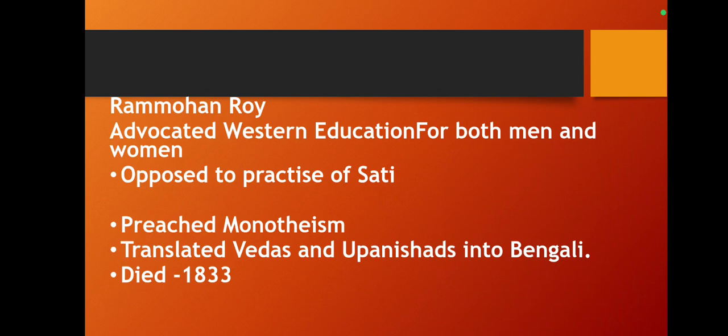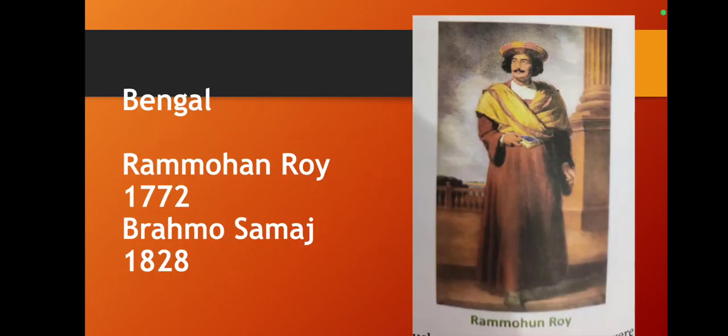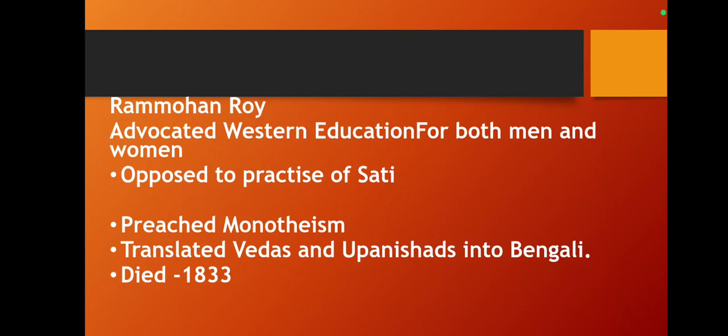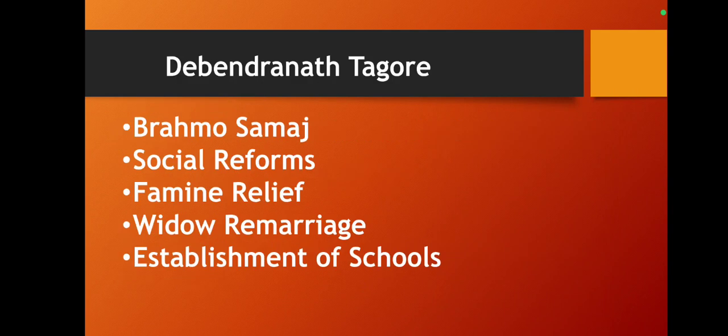Let's revise some important points about Ram Mohan Roy. Ram Mohan Roy was born in 1772 in Bengal. He founded Brahmo Samaj in 1828. He advocated Western education for both men and women. He opposed the practice of sati. He preached monotheism. He translated Vedas and Upanishads into the Bengali language, and he died in 1833.